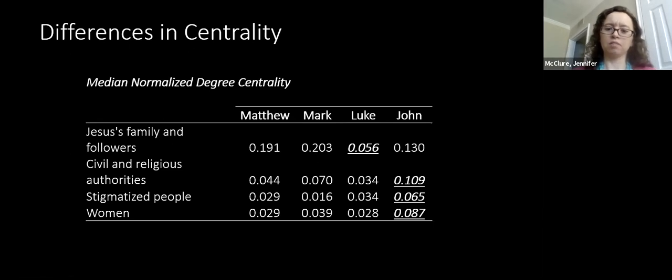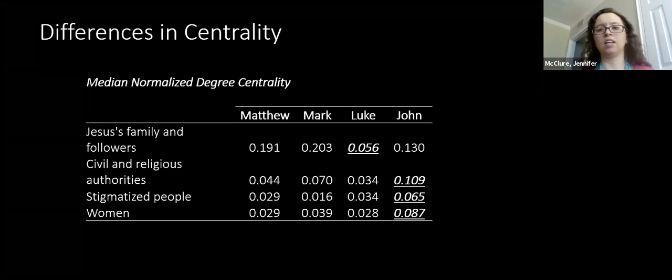Lastly, when we look at women, compared to the Synoptic Gospels, John depicts the women as more relationally prominent. And a good example of this in John is Mary, Jesus's mother. In the Synoptic Gospels of Matthew and Luke that have infancy narratives for Jesus, she's depicted as part of those narratives, as having connections with Joseph, as having connections with Jesus's brothers, but she does not play a major role in the narrative.